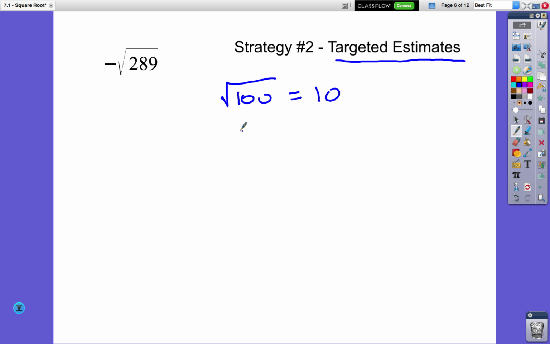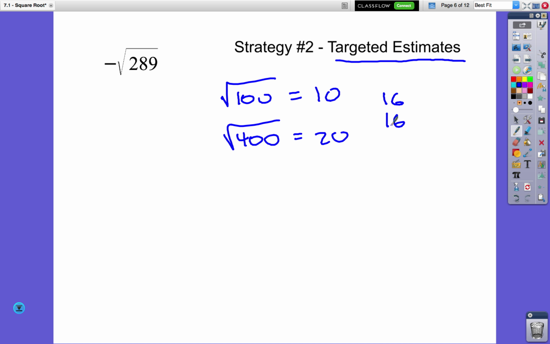That's an easy one. The square root of 400, I happen to know, happens to be 20 times 20. And so again, temporarily ignoring the negative, 289 is somewhere in between those two. So I know my answer is somewhere in the teens. Now I can also see that 289 is a bit closer to 400 than it is 100, so as far as my guess, I'm thinking maybe 16.